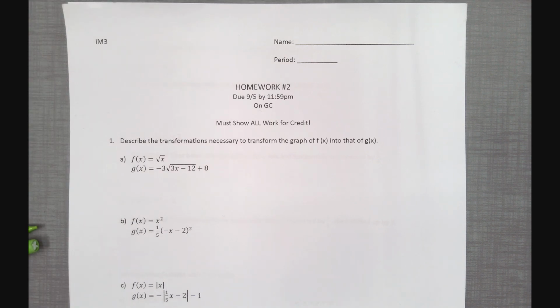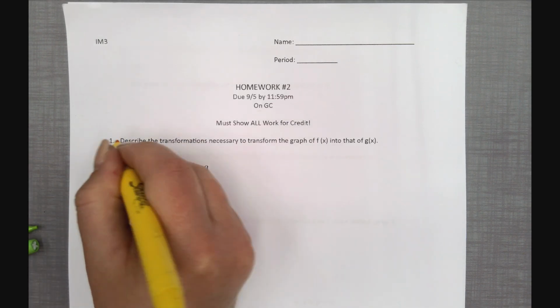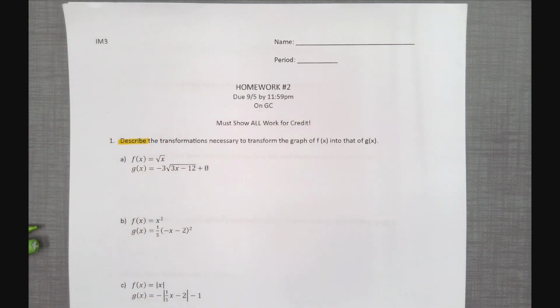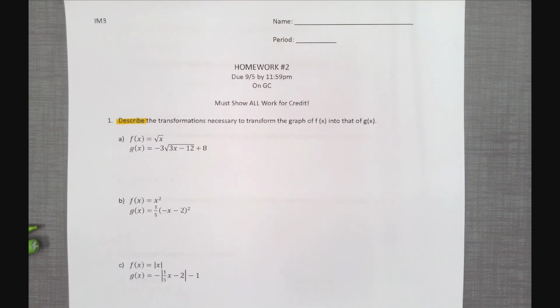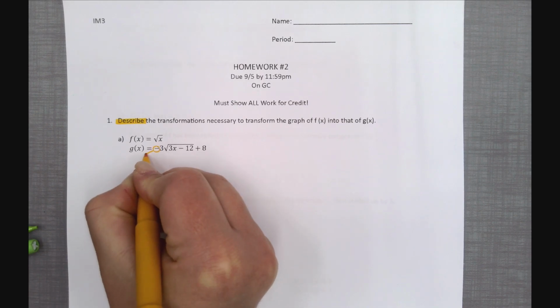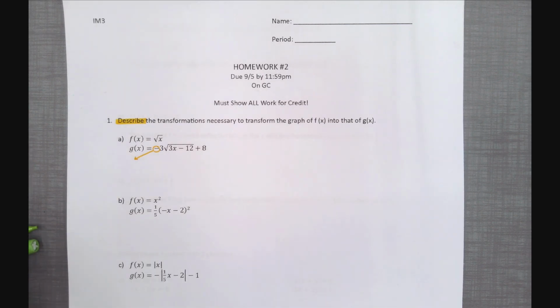Question number 1, describe the transformations necessary to transform the graph of f of x into that of g of x. So when they're asking you to describe, they're asking you to use English, okay? So we're going to take a look at the parent function and the transformed function, and every single thing that is different needs an explanation, needs a description. So let's start off with the minus here, and I do the arrow method.